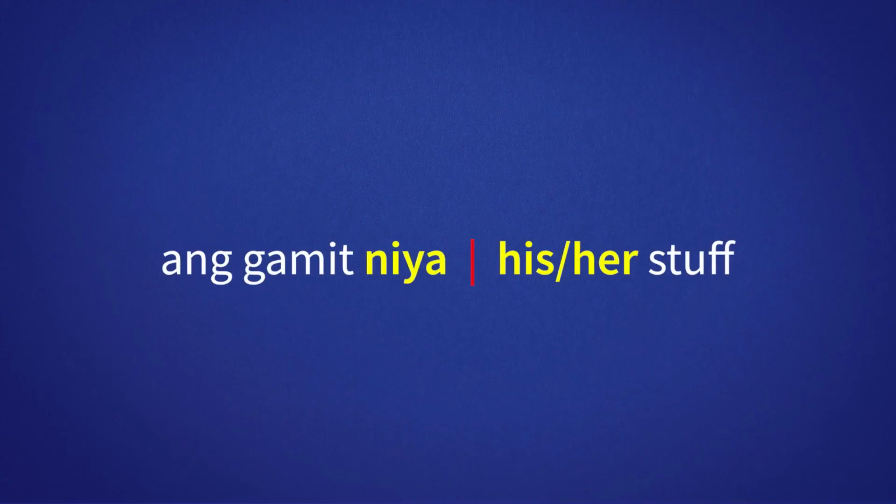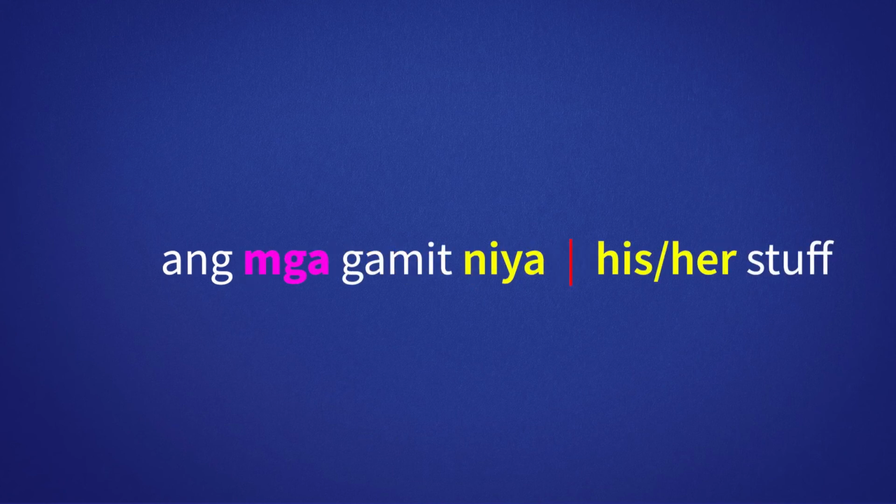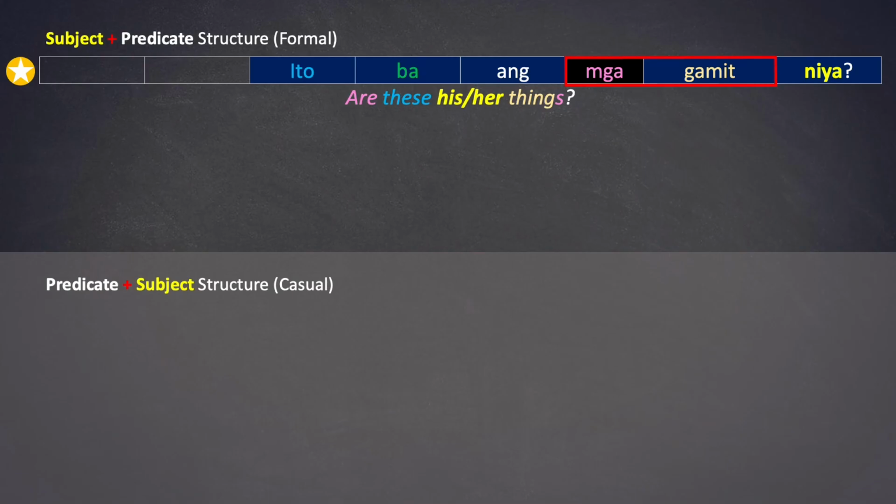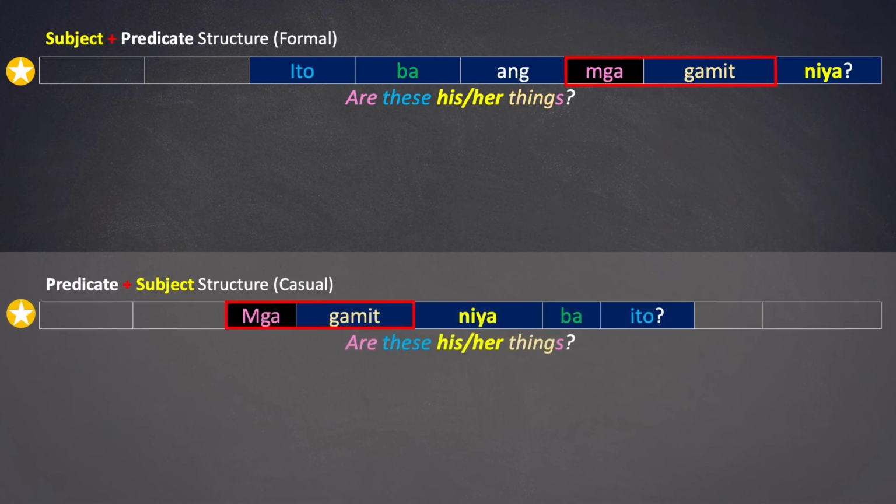To use this pattern with plural nouns, just add the plural marker mga right before the noun. See? Ito ba ay ang mga gamit niya? Mga gamit ba niya ito? Are these his or her things?